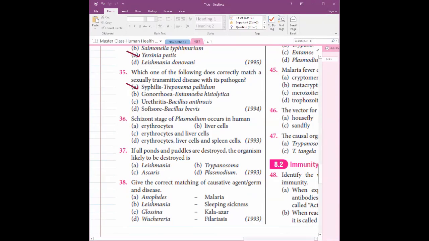Anyone, can anyone try? Who is the causative agent for gonorrhea? It is Neisseria gonorrhoeae. Guys, this is a very, very important bacteria. From the Gram positive, Gram negative point of view, most of them are going to be your Gram positive cocci. Neisseria gonorrhoeae is the only Gram negative cocci.